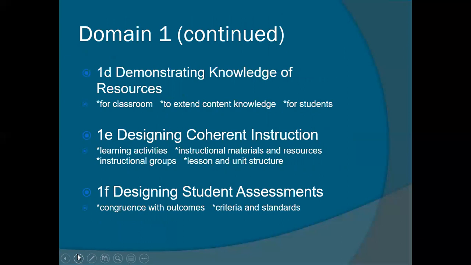1E is designing coherent instruction. So this item is taking a look at the learning activities. Are the learning activities appropriate for the age group? Are they appropriate for the students in your classroom? Are we using instructional materials and resources that are best suited for the lesson? Is the lesson and unit structure coherent? And it also looks at instructional groups.